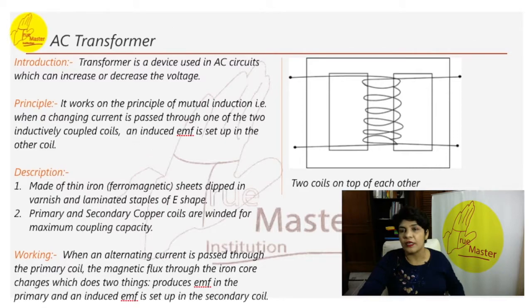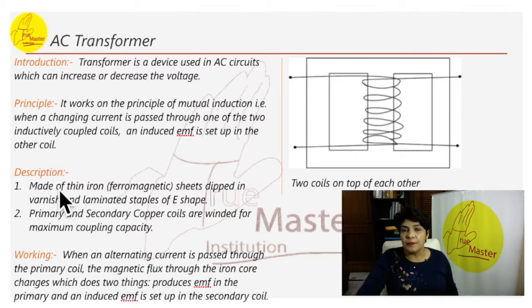See here the coils are wrapped. One coil is wrapped like this and the other coil is wrapped like this. What does the word coil mean? Wrapping of the wire. So if they are coupled together, an induced EMF is set up in the other coil. Due to the current in one coil, the EMF is generated in the other coil. The terminology for this is mutual inductance. So this is the principle.